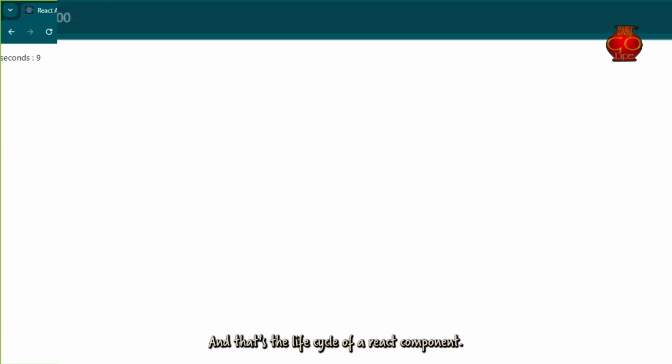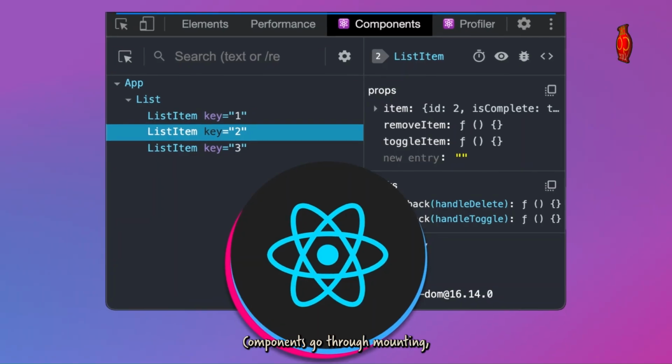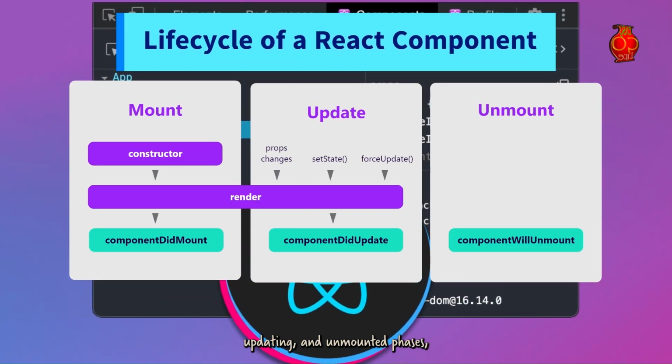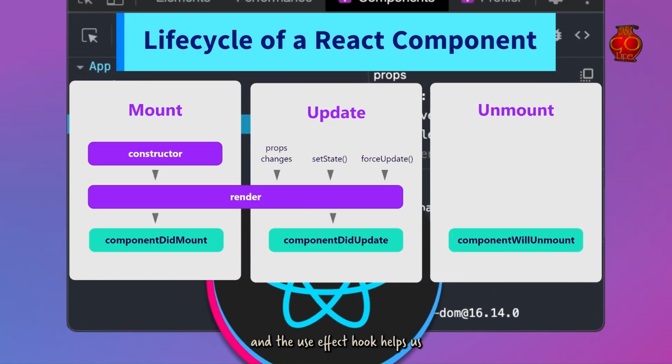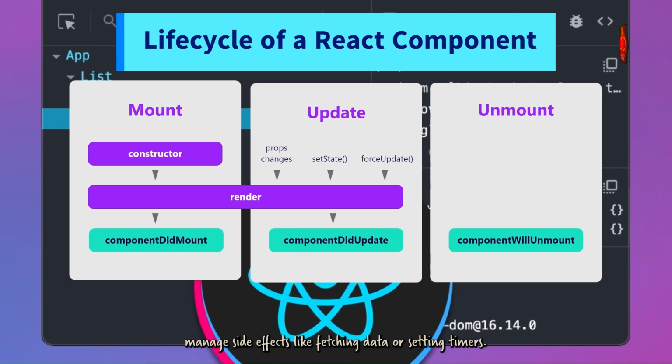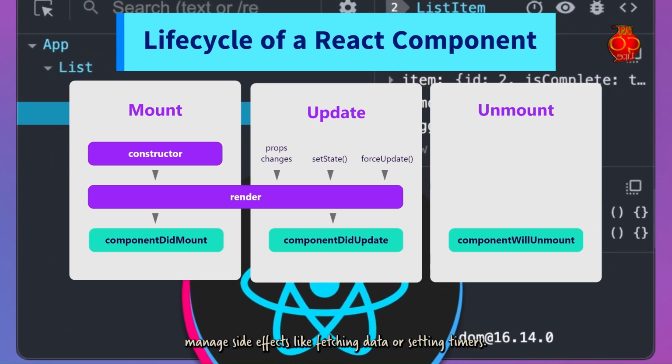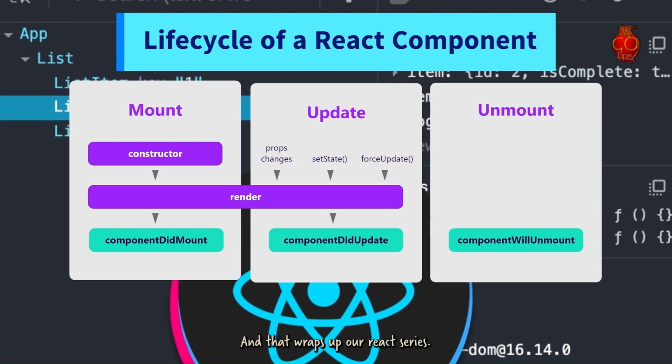And that's the life cycle of a React component. Components go through mounting, updating, and unmounting phases, and the useEffect hook helps us manage side effects, like fetching data or setting timers. And that wraps up our React series.